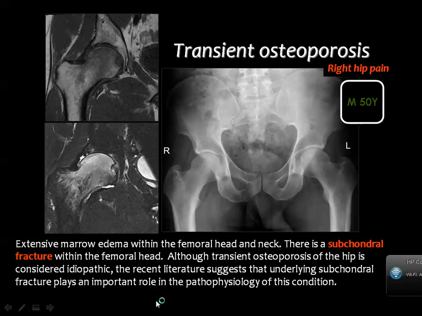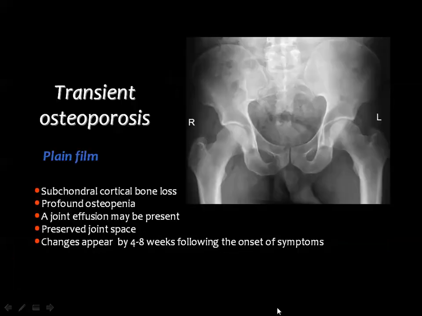And there are suggestions in the literature that support that the presence of a subchondral fracture plays an important role in the pathophysiology of this condition. Then you may consider that the fracture is the initiator of this significant bone marrow edema affecting the head and the neck of the femur.